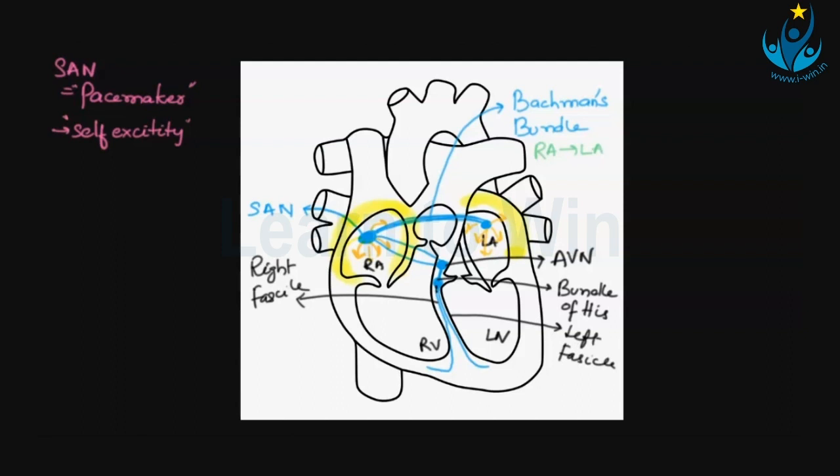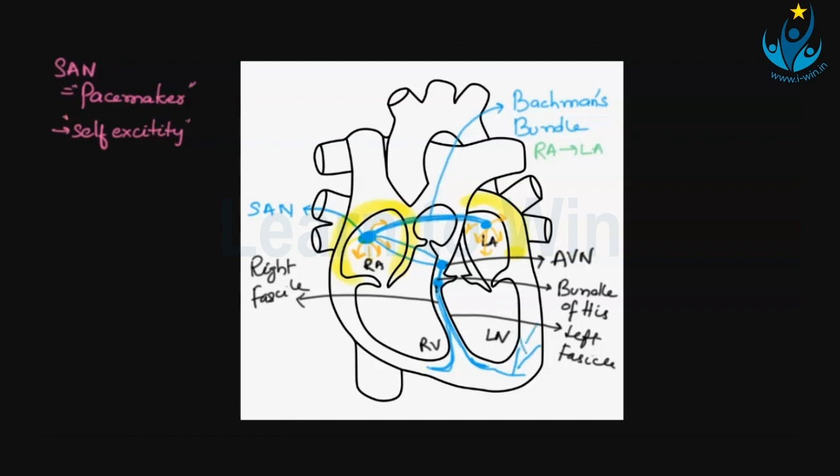So the signal will move from the bundle of His, and this time it moves faster because the diameters of the bundle of His and the fascicles are broader. So the signal will move faster all the way to the fascicles, and the fascicles will be halfway through the ventricle. In fact, this is halfway through the ventricle, right?